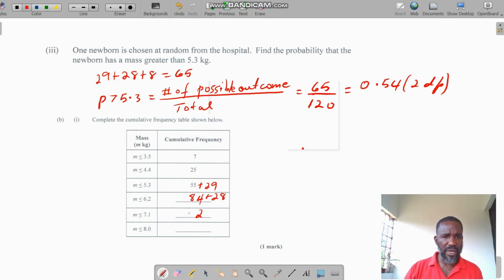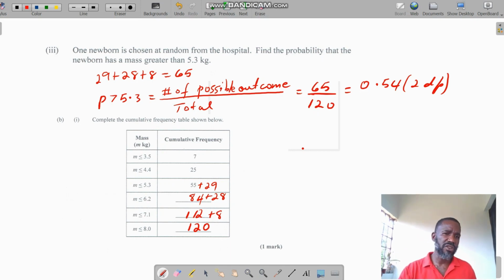8 and 2, 10 and 1, 11. So we get 112. And then we're going to add 8 here. 112 plus 8 will give us 120. And that's our cumulative frequency. And that's how we would have gone ahead to calculate the cumulative frequency.